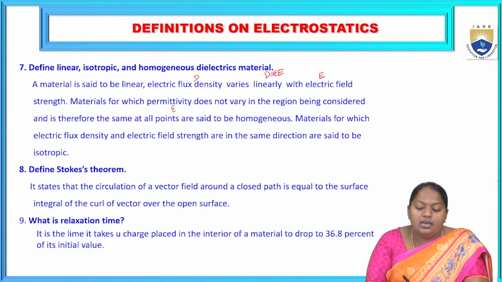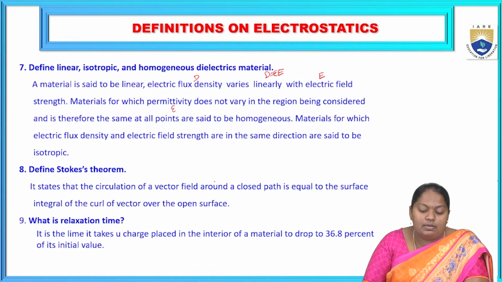If D and E increase linearly, then the materials are said to be linear dielectric materials. If epsilon, that is permittivity, does not vary and is the same for all points and all directions, then the materials are said to be homogeneous dielectric materials. And if the electric flux density and electric field strength are in the same direction, then those are said to be isotropic type materials. So this is the fundamental difference between linear, isotropic and homogeneous dielectric materials.